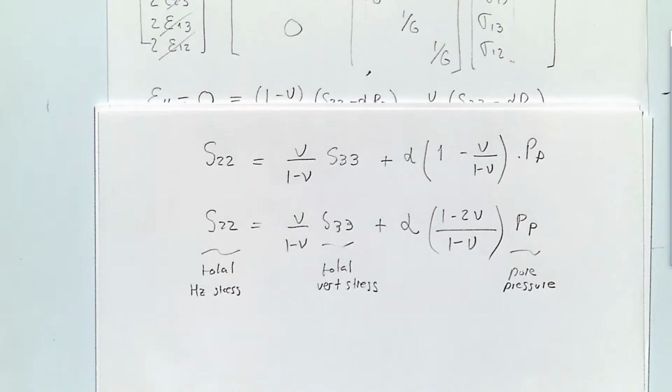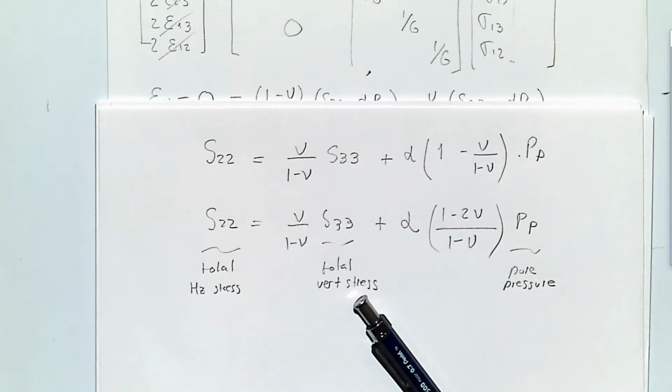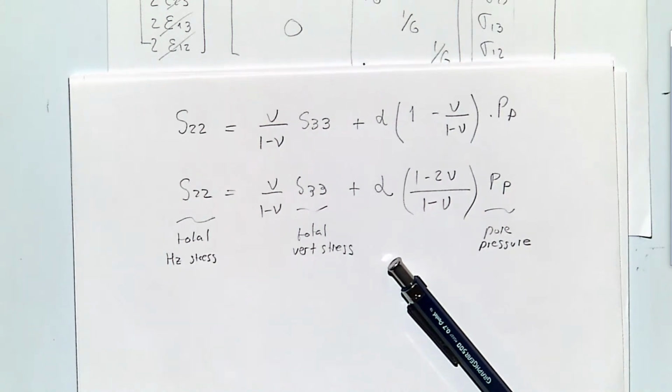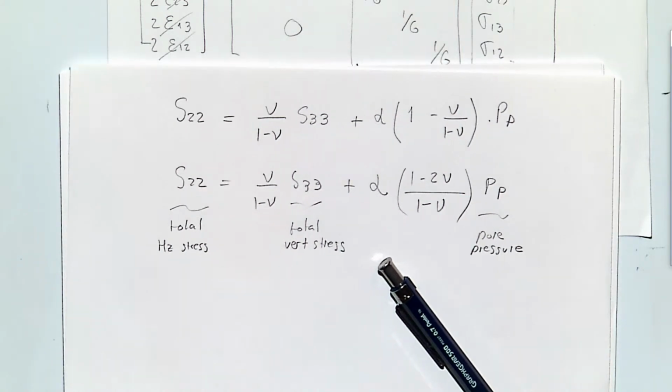Before, I have insisted that you always measure or write equations in terms of effective stresses, because that's the most meaningful stress that produces strains and that makes the rocks fail. It's not total stress, but it's effective stress. However, we cannot measure effective stress very easily. In the field, you measure total stress.